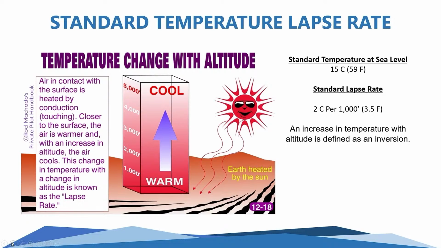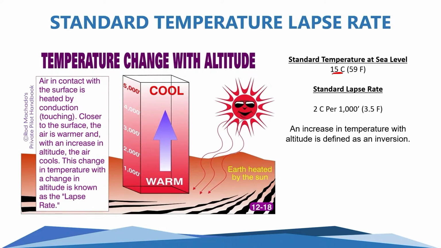So we have something known as a standard temperature lapse rate. And remember, commit these numbers to memory. Standard temperature at sea level is 15 degrees Celsius, and we're only going to deal with Celsius. I threw in the Fahrenheit if you want a comparable number, approximately 59 degrees Fahrenheit. Our standard lapse rate is 2 degrees Celsius per 1,000 feet. So effectively, as we climb up in the atmosphere, every 1,000 feet that we gain in altitude, it should get 2 degrees colder.